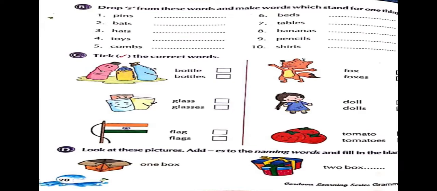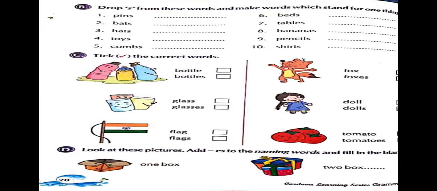Like question B. Drop S from these words and make words which stand for one thing. So here plural words are given. And you have to remove S from it and make it singular, that is one thing. For example, first one, P-I-N-S, pins. So what you have to do, you have to remove S from it and it will become pin.